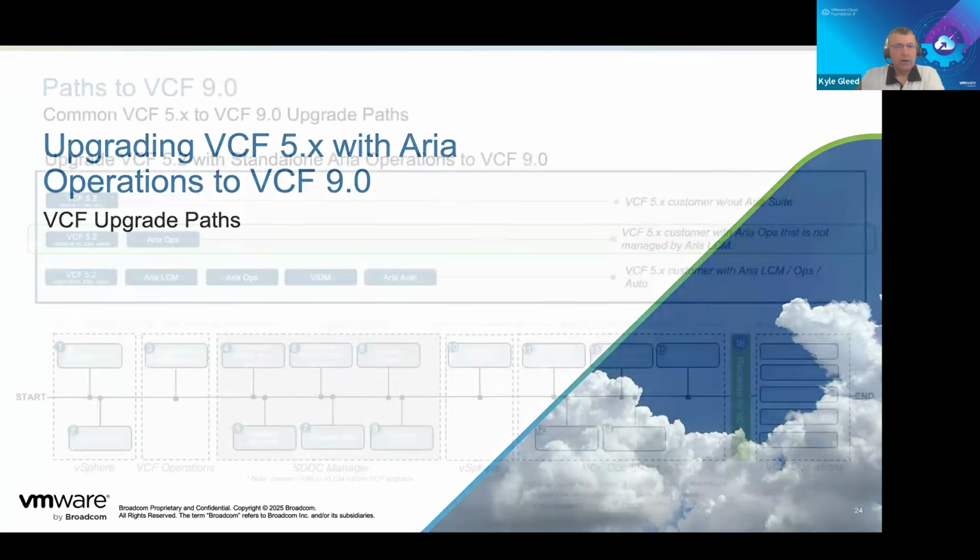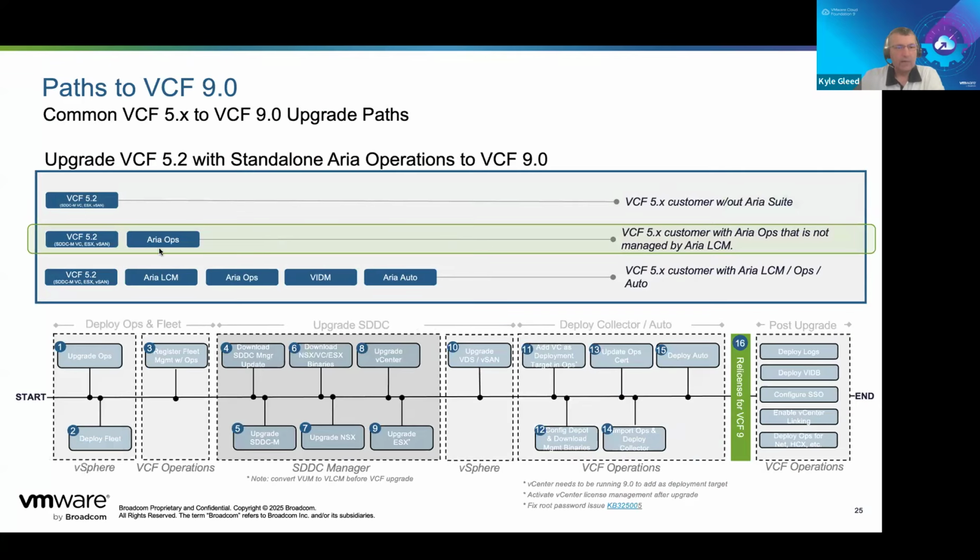Okay, now we're getting to the second example where this time I have a standalone instance of ARIA operations. So here again, we start with ARIA operations by doing the upgrade, and then after the upgrade, we deploy the fleet manager. We then register the fleet manager with operations, and that's done inside operations. So here you're deploying the OVAs, and we go to operations where we do the registration, and then we use the SDDC manager to perform the upgrade. It's the same upgrade path that we've seen before, very familiar for anybody who's upgraded VCF in the past.